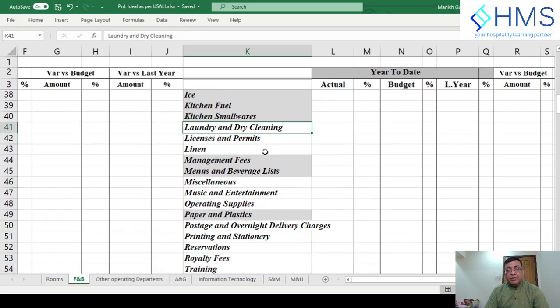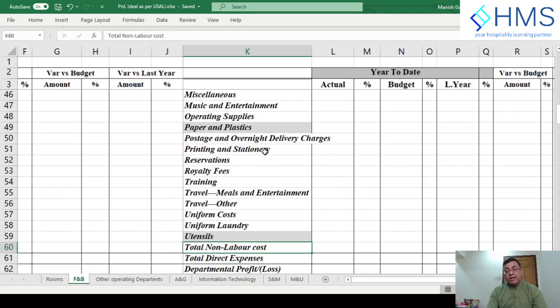Laundry is fixed, licenses are fixed, linens are fixed, management fee is usually a percentage, menu and beverage are usually ad hoc. It depends on when you are changing, how often you are changing, and whether they are damaged and you are reprinting them. So they are not relevant as per guest expense. Then you have music and entertainment, usually a fixed expense. Operating supplies and paper plastics usually depend on the business, so they are more of a variable expense. So you can compare per guest expense there.